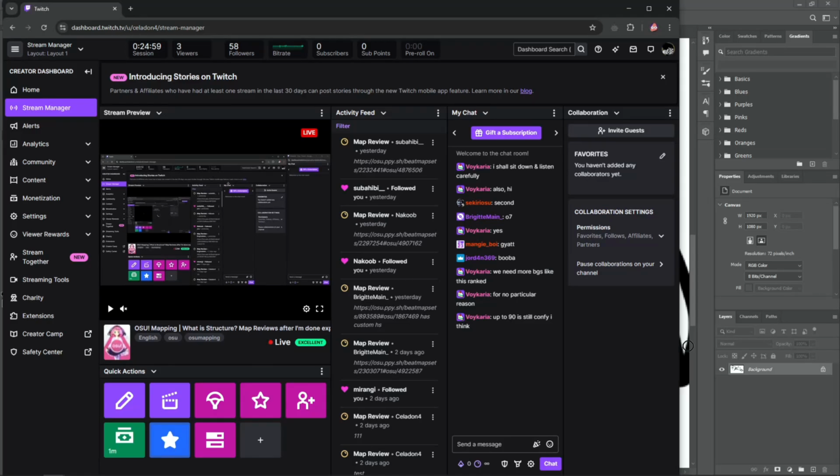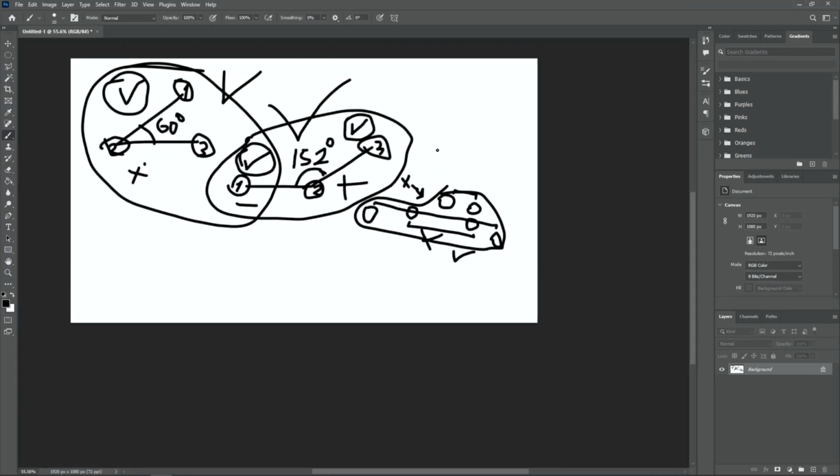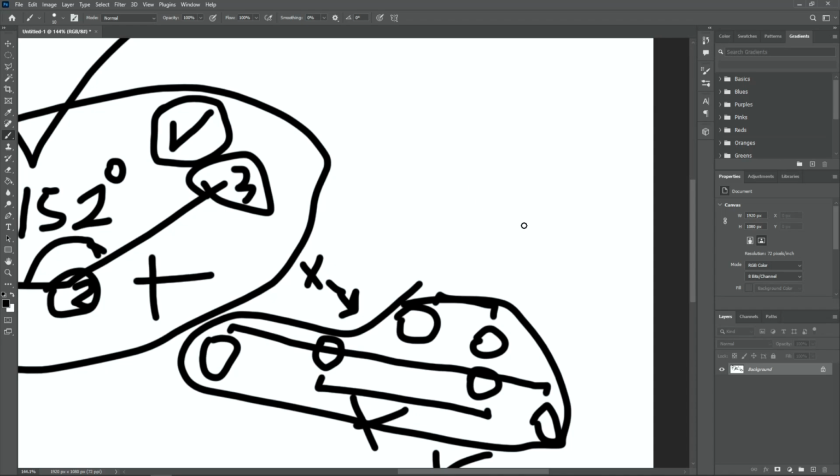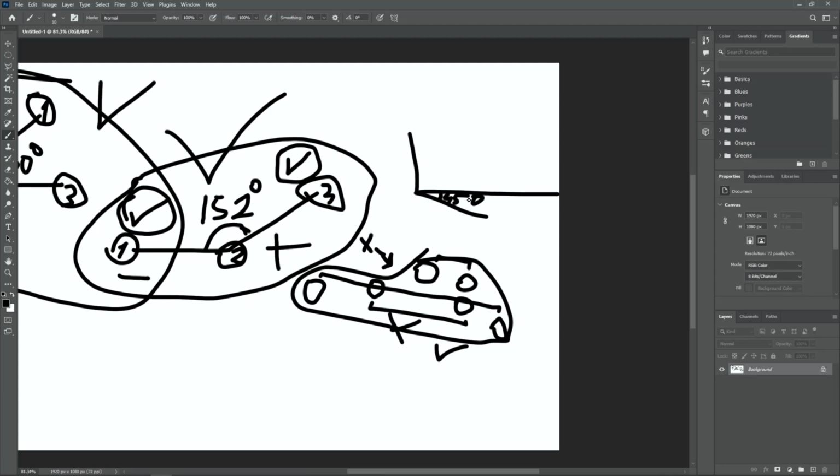Up to 90 is still comfy, I think. 90-degree jumps are also seen a lot, which is like this. I think this is 45. My math is absolutely disgusting, but whatever. If you mean like this, it's fine. Yeah, a lot of maps use that.